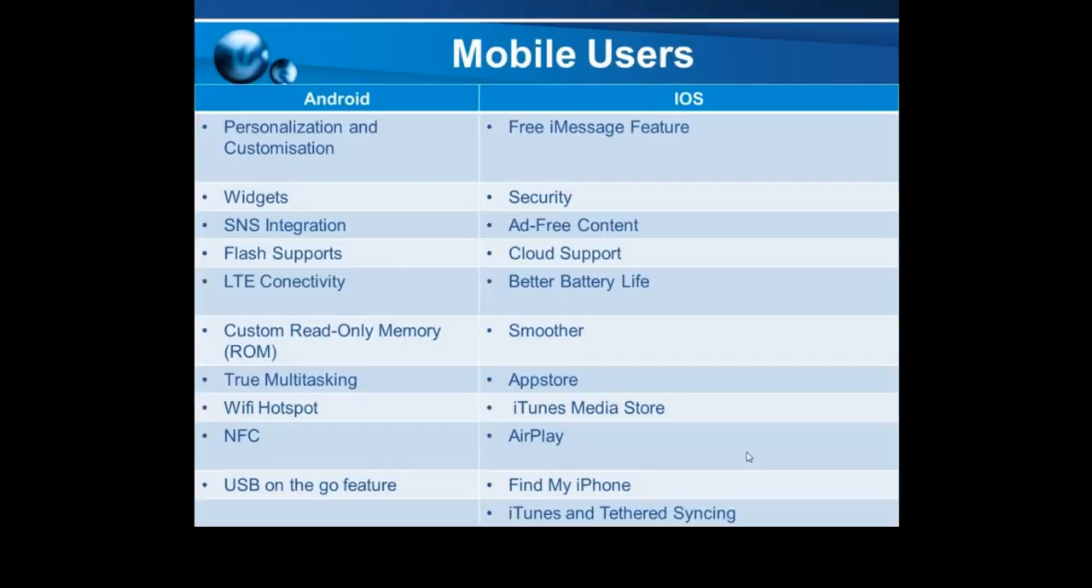Mobile users. Sometimes, mobile users get different features due to the differences in the platforms and the languages used. Some of these are advantages and some are not. For example, the Android platform has features like true multitasking, flash support, near-field communication, Wi-Fi hotspot and USB on the go. iOS users get better battery life, smoother scrolling, and ad-free content.